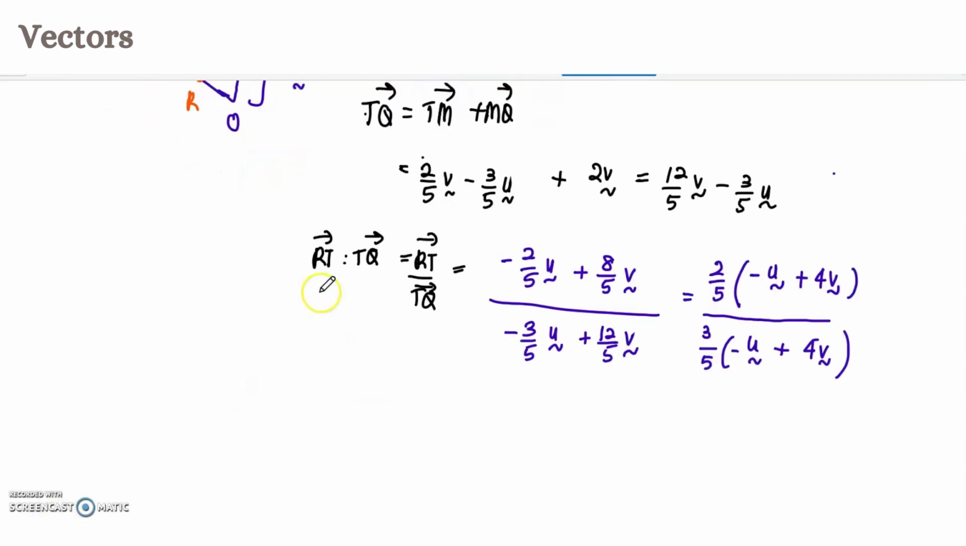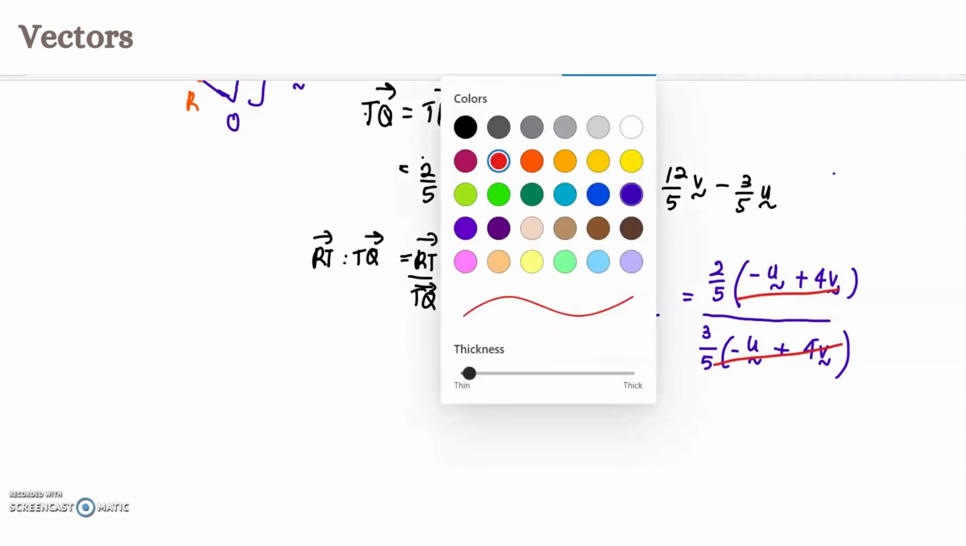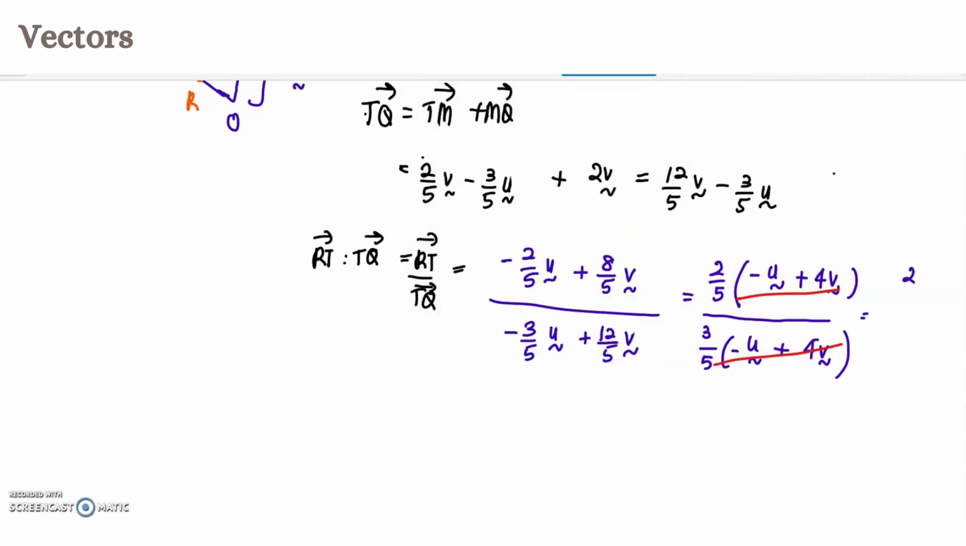Now we convert the ratio into fraction form. RT over TQ: we take the vector RT over the vector TQ, and then factorize the common factor. We have the same vector, negative U plus 4V, so we can cancel it. What is left is 2 over 5 over 3 over 5. We do the operation and get 2 over 3.